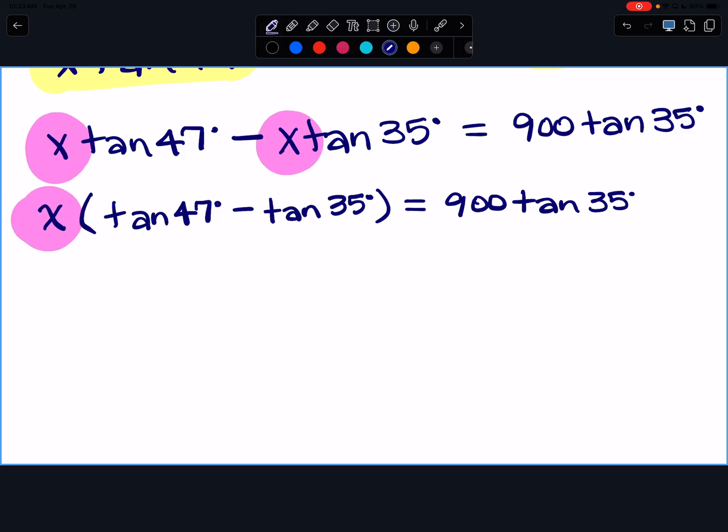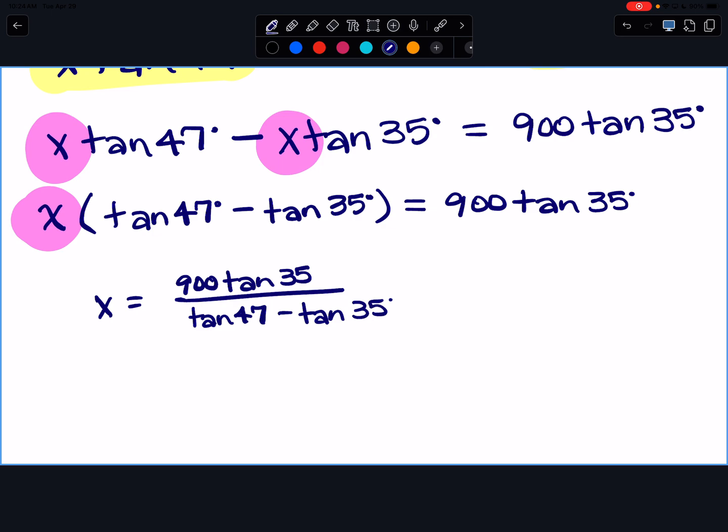And I'm left with tangent of 47, which is a nasty decimal, minus the tangent of 35, which is another nasty decimal, okay? So now you have x times those things. So how can I get x by itself? How can I get that away from the x? Divide. So x equals 900 times the tangent of 35 divided by the tangent of 47 minus the tangent of 35. So I solved for x, right?